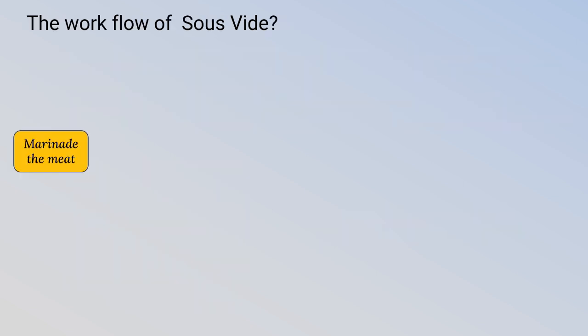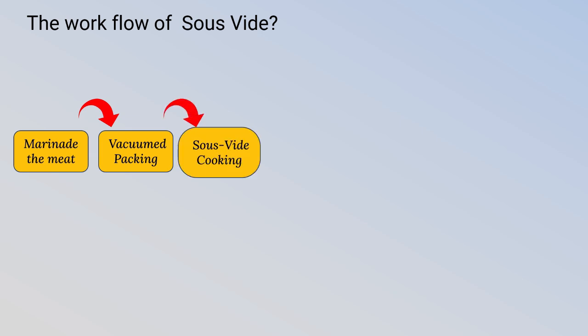What is the workflow? First of all, we are going to marinate the meat. After marination, what we are going to do? We are going to vacuum pack it. After vacuum packing, we'll go for sous vide cooking. Now, once the cooking is done, we can have two options. One is it will be served immediately, or it will be preserved for the next day. It can be two options.